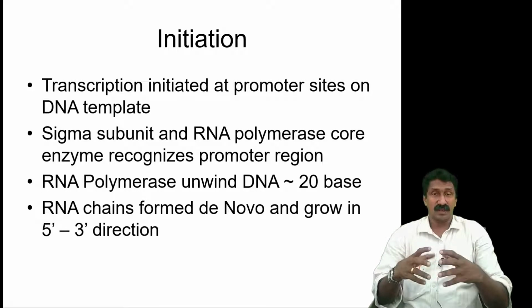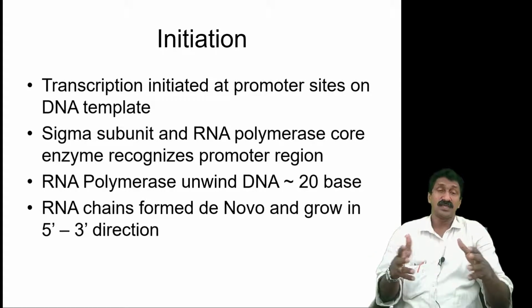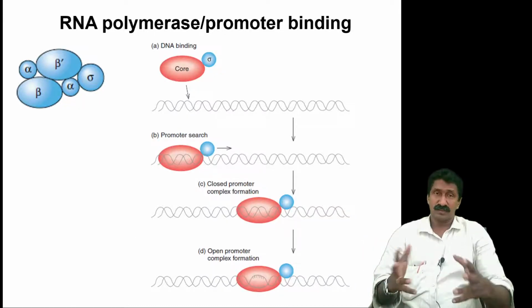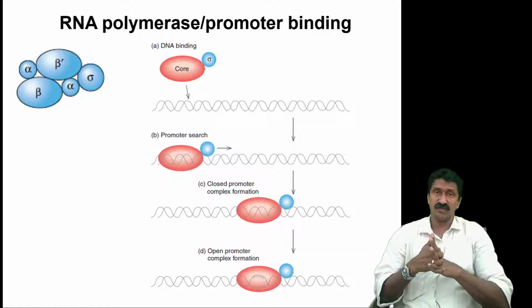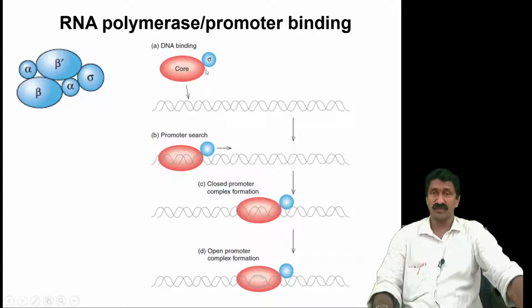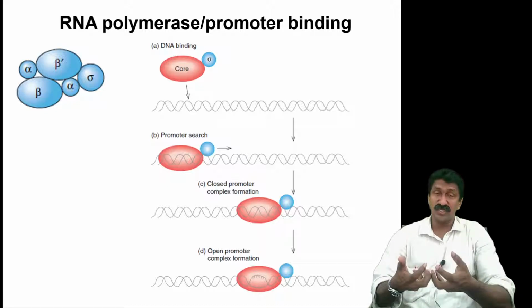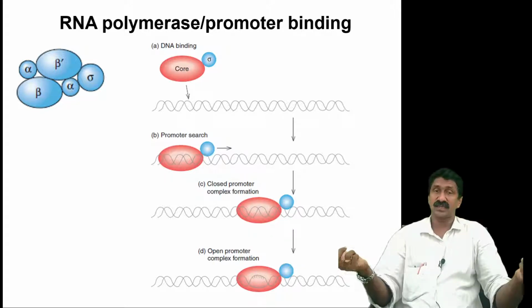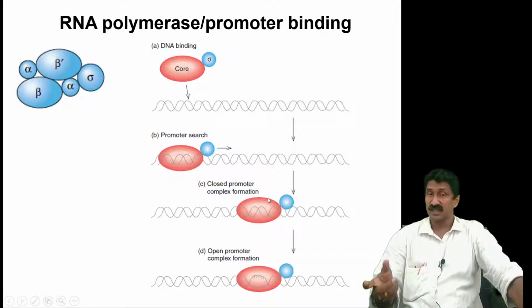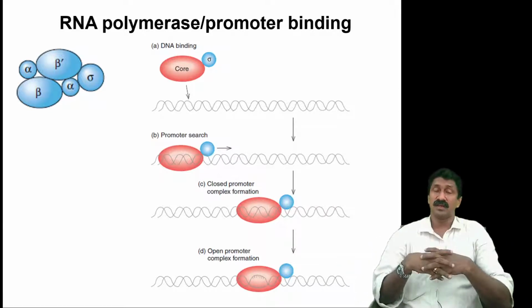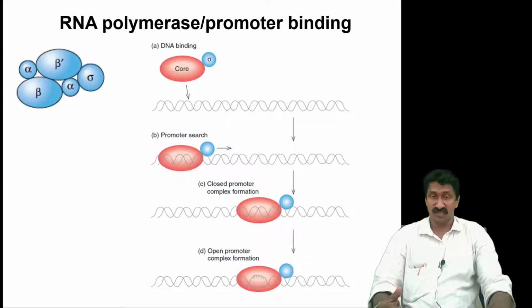So the region of the initial unwinding by the RNA polymerase is about 20 base pair length, and that creates the transcription bubble. Here is a representation where the holoenzyme is shown initially. That is the core enzyme plus the sigma subunit, which specifically binds to the initiator region or the starting point, and the binding creates a closed promoter complex. The strand is then unwound, and the unwinding of about 20 base pair length of the DNA creates the open promoter complex.